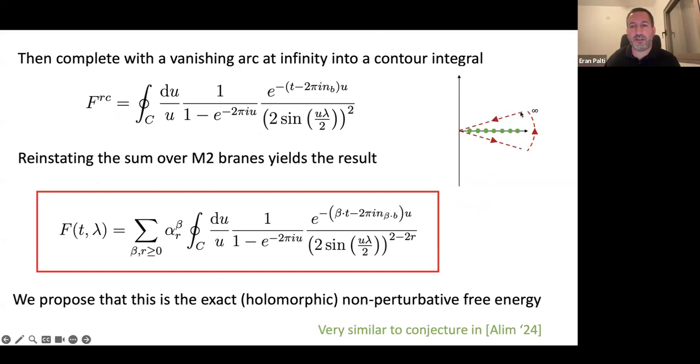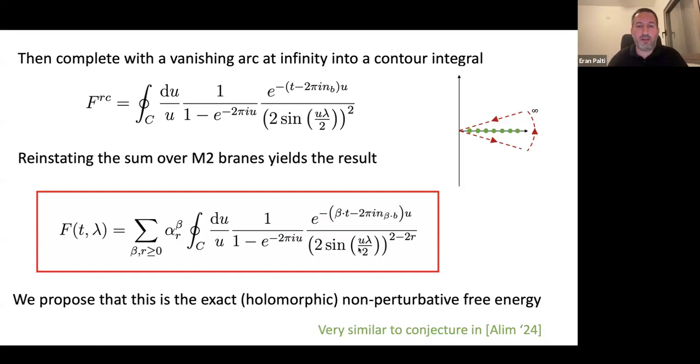Because we have a minus here, we're essentially integrating from infinity to 0, then from 0 to infinity. And then you can show that the contribution at infinity vanishes because you have this e to minus tu, so it's exponentially vanishing at large u. And so you can actually complete these two integration lines into a contour integral, like this, over this contour here, which goes over all the real axis, apart from the 0, which we've excluded. And so what we find is that when you sum over the ends, you get this result here as a contour integral. And if you want, you can then reinstate the sum over the betas and r's, because this is a result for just a single M2 brane, and you get this integration. So this is the result that we find for the free energy, as opposed to the Guber-Kummer-Waffe one.